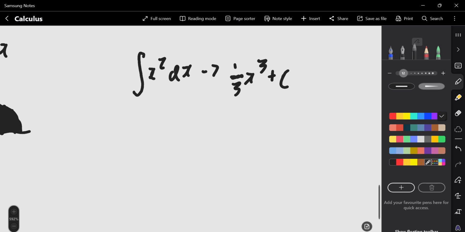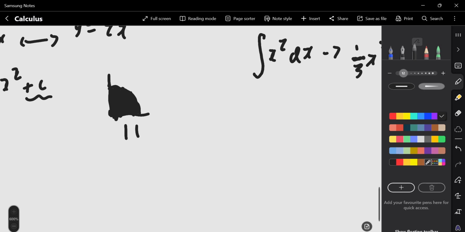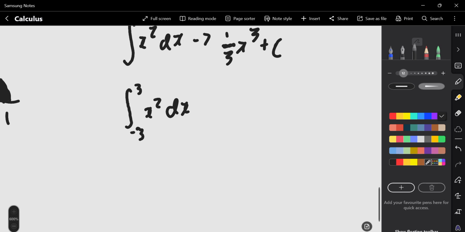If we have limits though, we're going to become a definite integral. And what that means is that we're looking at between a point. So let's say this is the total area under the curve, but I only want to measure, let's say, from here to here. Well, if we added limits now, so let's say between -3 and 3 of this, then that would help to generate an answer, dx, from -3 to 3.